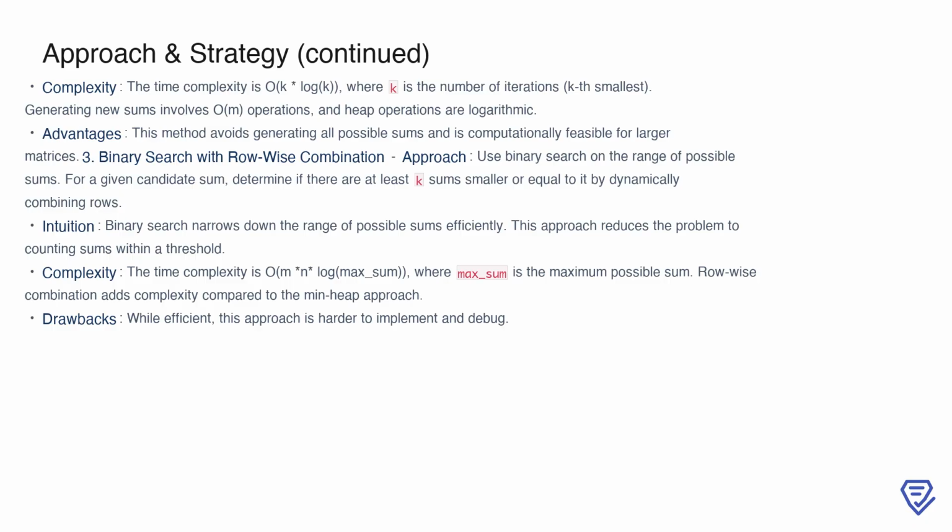However, the time complexity here is O(m*n*log(max_sum)), where max_sum represents the maximum sum possible. The added complexity of row-wise combinations makes this approach more challenging to implement and debug compared to the min-heap method. While efficient in theory, it demands careful handling of edge cases and dynamic constraints.